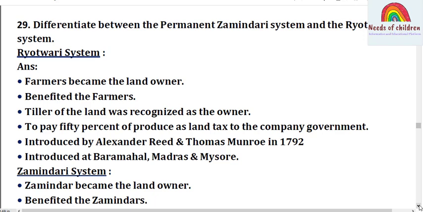It is from the history, the impact of British rule in India. Answer: first among that we are going to get the information about the Ryotwari system. Farmers became the land owner, benefited the farmers. The tiller of the land was recognized as the owner, to pay 50% of produce as land tax to the company government. Introduced by Alexander Reed and Thomas Munro in 17. Introduced at Baramahal, Madras and Mysuru.